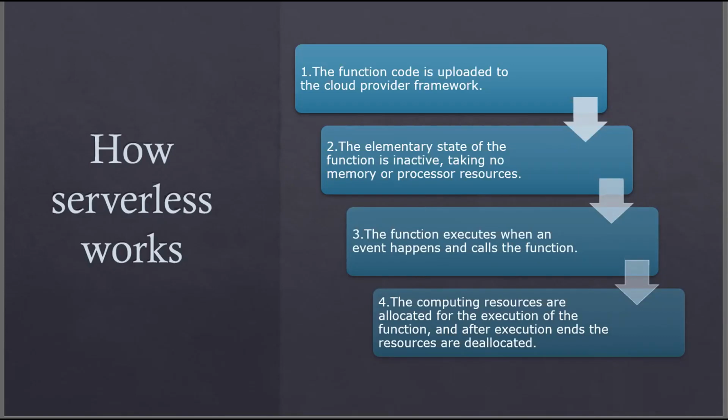The developer uploads the function code to the cloud provider framework. AWS Lambda is one example of serverless. Number two, the function in its elementary state is inactive and takes no memory or processor resources. Number three, events will trigger the function execution and the function becomes active. Four, the framework allocates the resources for the function execution. When the execution ends, the resources are deallocated and the function is back to its non-active mode.